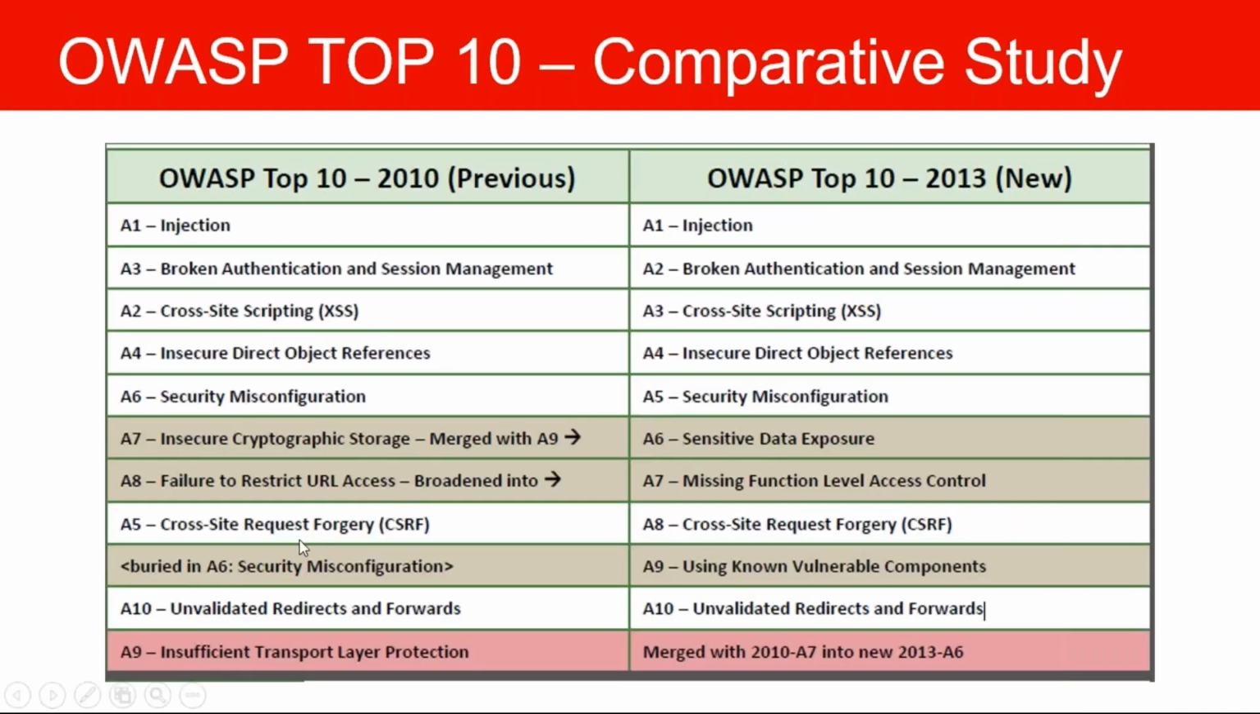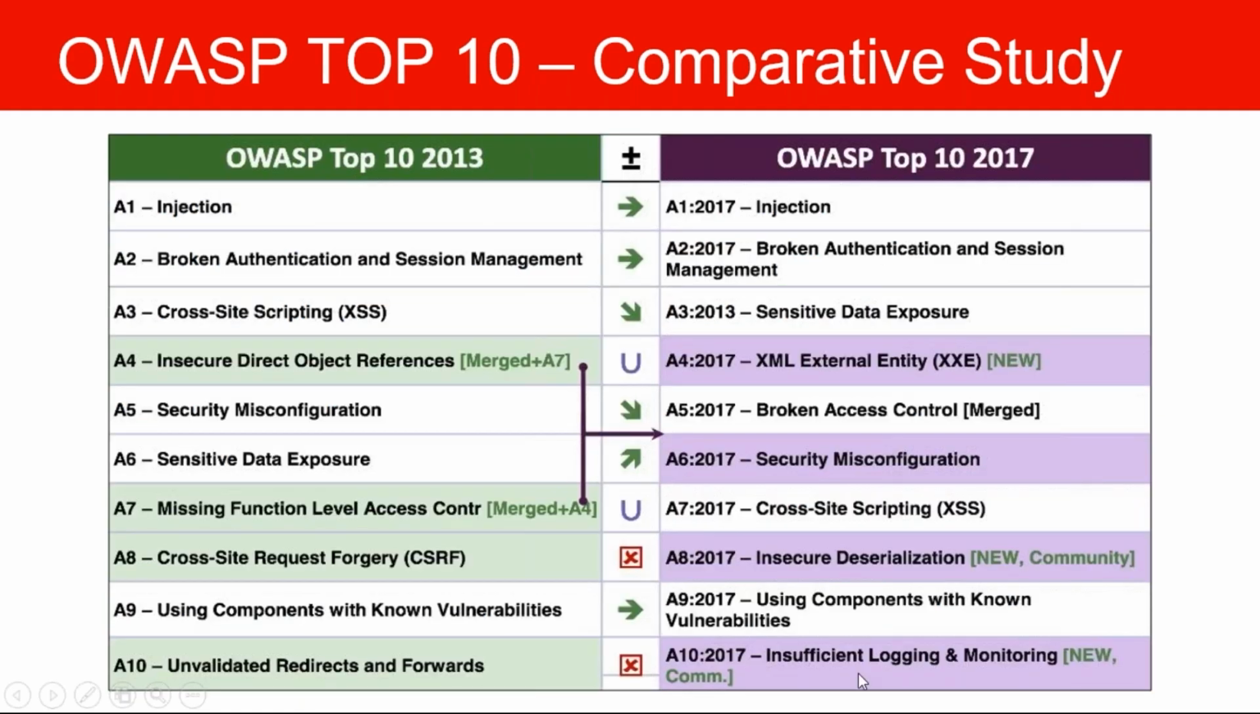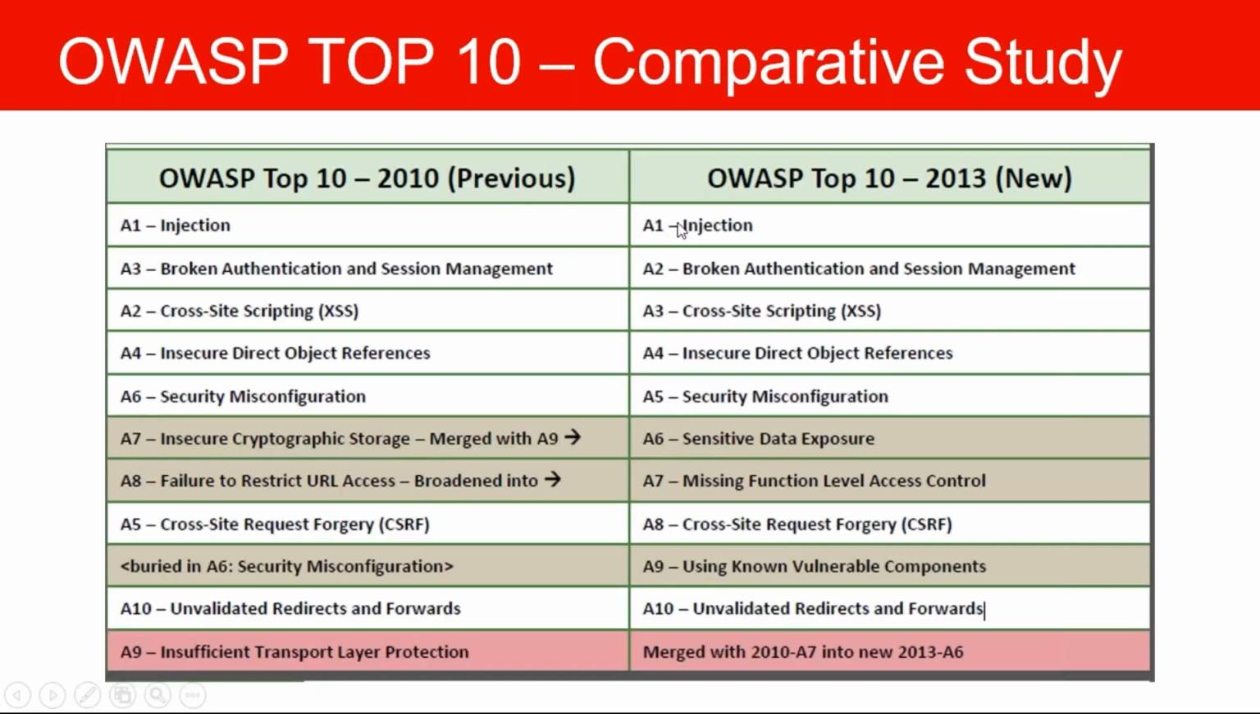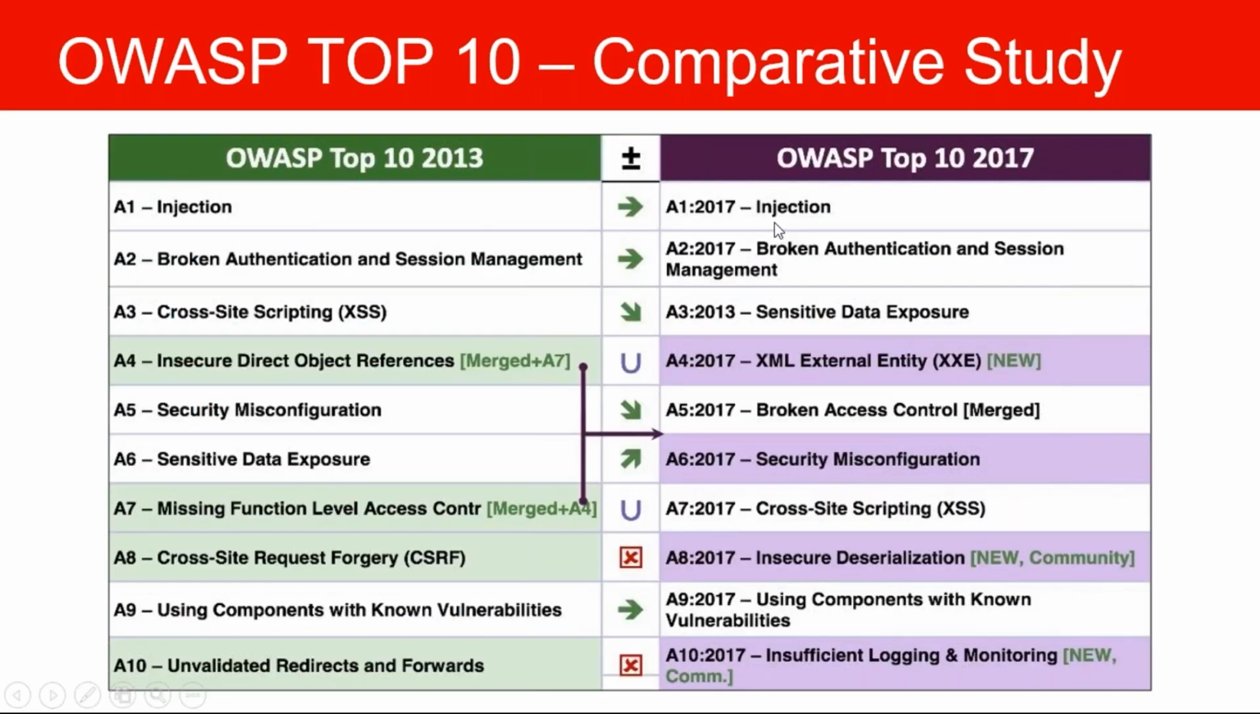And if you see the CSRF issue, that is on the fifth rank in 2010, it went down to eighth rank in 2013, and in 2017 it's completely removed. Whereas the injection issue is always maintained at top. If you see these statistics, you'll find that the number of injection issues has been reducing since 2010, but it is still remaining at top. Why is this really happening, or why is it designed in that way? The answer to that is because of the impact.